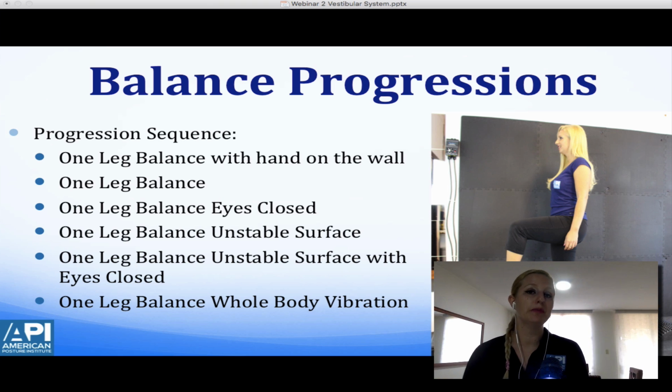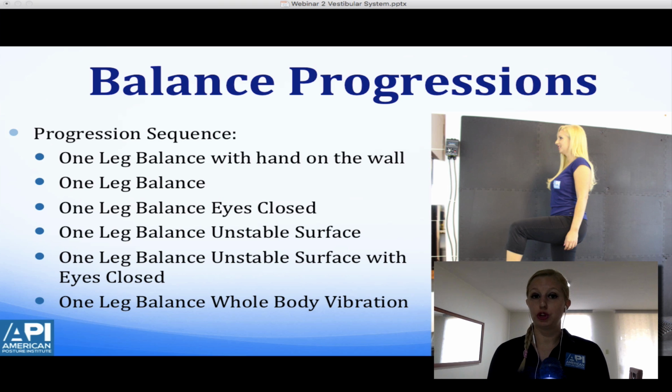And then from that point, with the eyes open, have the patient do one leg balance on an unstable surface. For example, an unstable surface in your office could be foam, a Bosu ball, or a posture cushion.